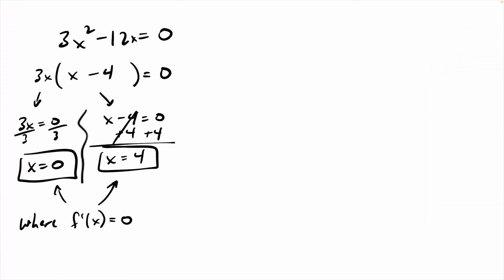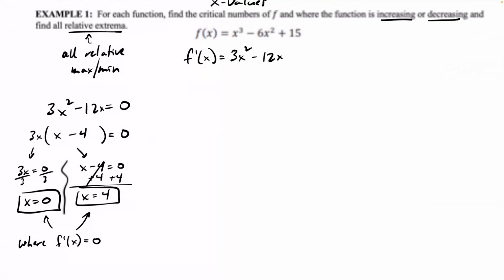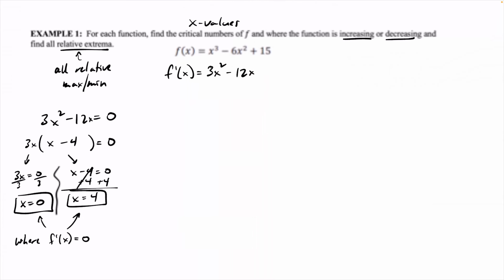So that is going to be one of those blue dots that we saw. There's definitely going to be blue dots at 0 and 4. We've got to figure out, are they relative maximums or relative minimums? So to do that, next thing we do is I'm going to make a little number line here.